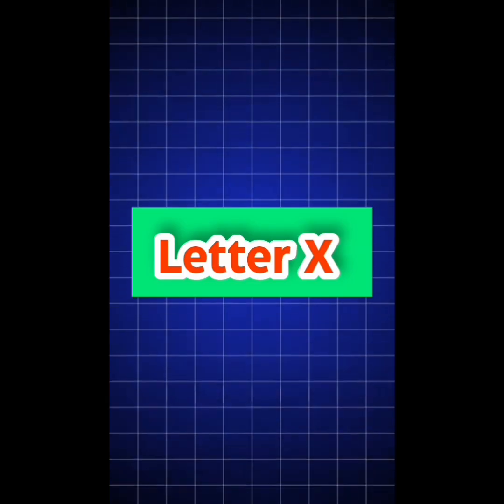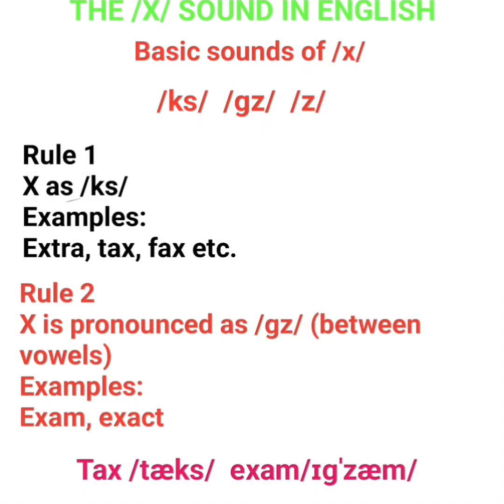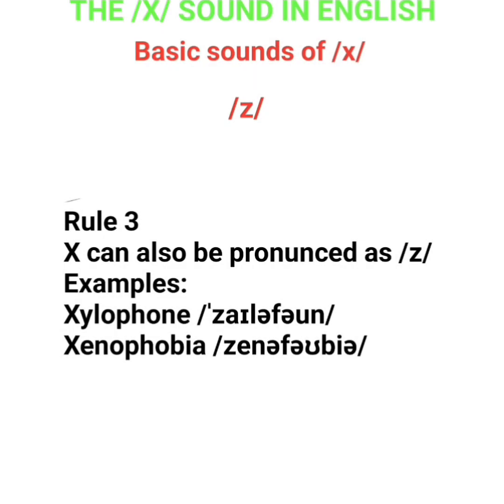Now, moving to letter X. The X sound in English basically has three different sounds. It can be pronounced as /ks/, like we have it in extra, tax. It can be pronounced as /gz/, as we have it in exam, exact. And it can be pronounced as Z, like xylophone, xenophobia.